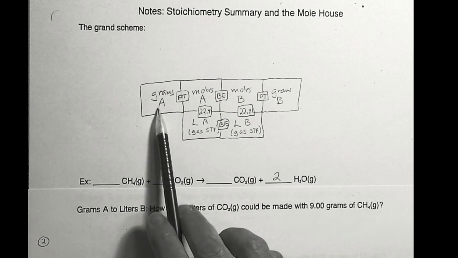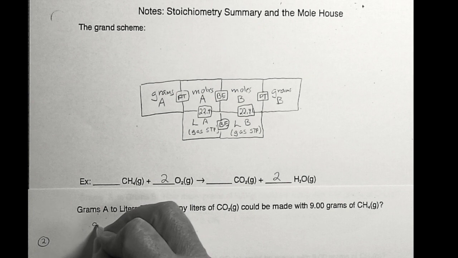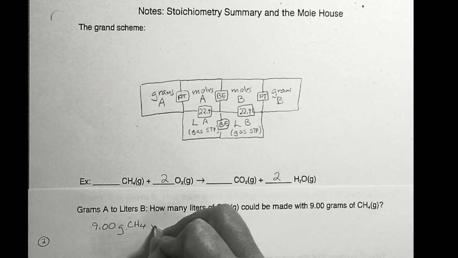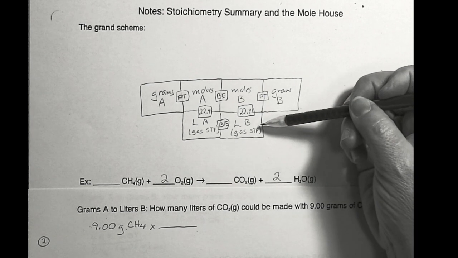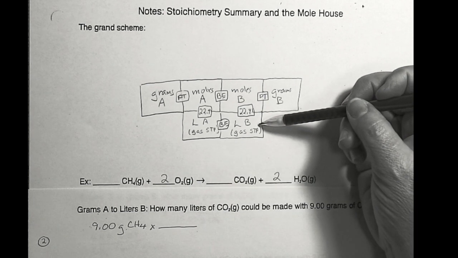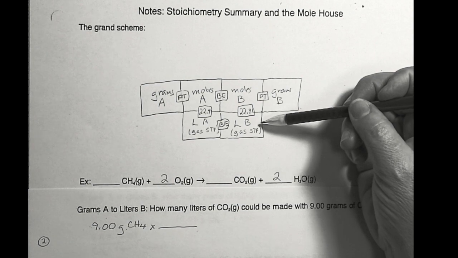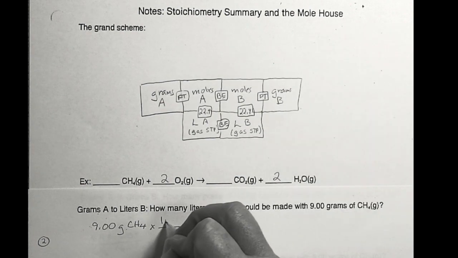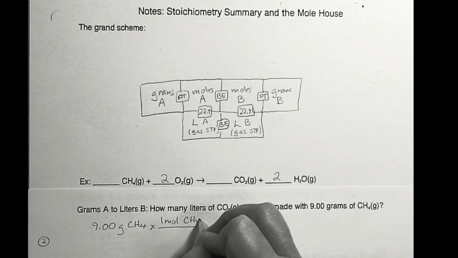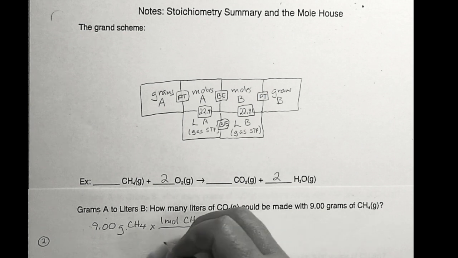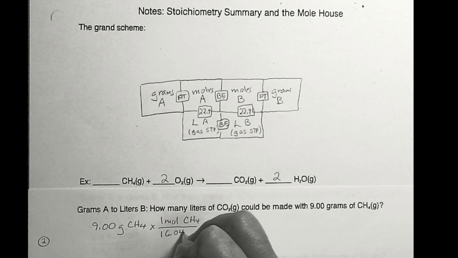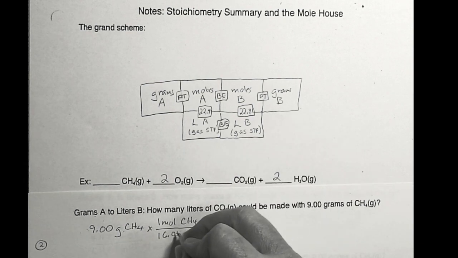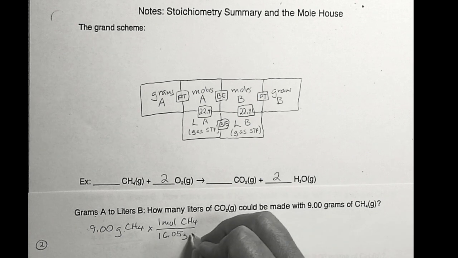So we're starting with grams. We're going to start with grams of the first thing, so 9.00 grams of CH4. But this time, we want to end up in liters of CO2, so liters of the next molecule, which will be B, which is the CO2. So I'm going to start with grams. I've got to go to moles. So 1 mole of CH4, we already figured that out, is 16.05 grams of CH4.